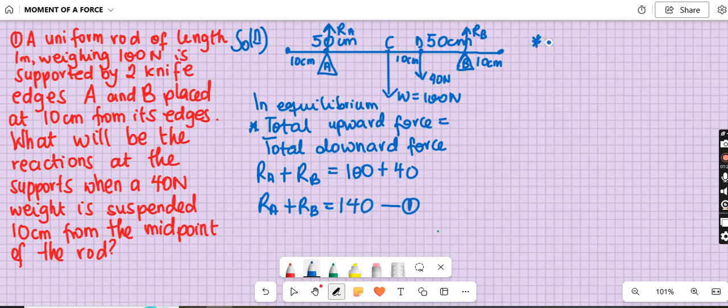Now the second condition for equilibrium in moments of force is that the total clockwise moment should be equal to the total anti-clockwise moment. So we are going to sum the clockwise moments, and then sum the anti-clockwise moments, and then we will equate them, and that will help us to find the reactions that we are looking for. So let's consider our diagram. We want to look at the moments about one of the pivots. You can decide to take the pivot at A or the pivot at B. So let's take the pivot at A.